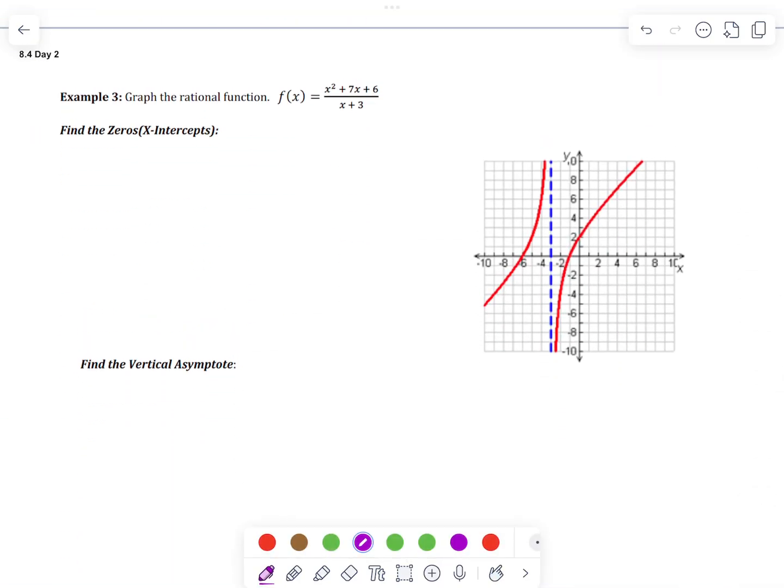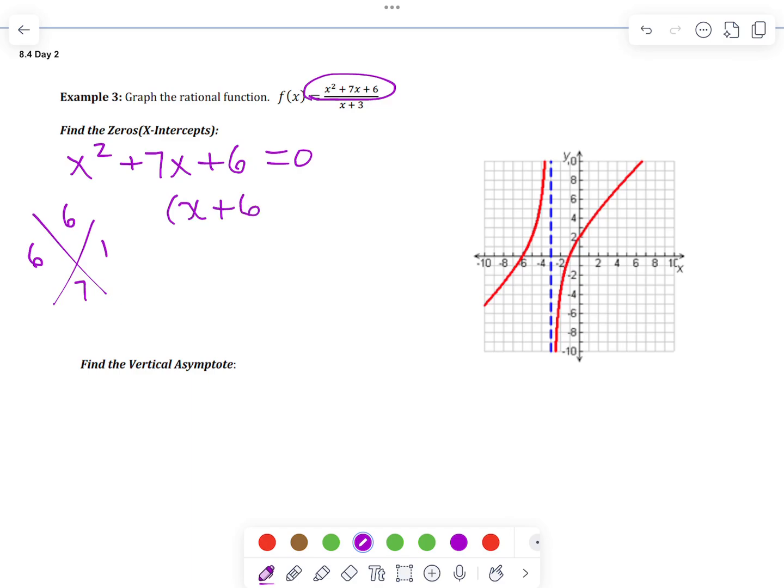Example 3. Here's our numerator. We have to factor it. So just like the last problem, we're going to set up our diamond. What are the factors of 6 that add to 7? And that's +6 and +1. And then we set those factors equal to 0 and solve for x.